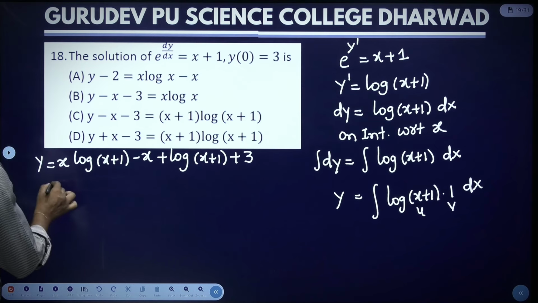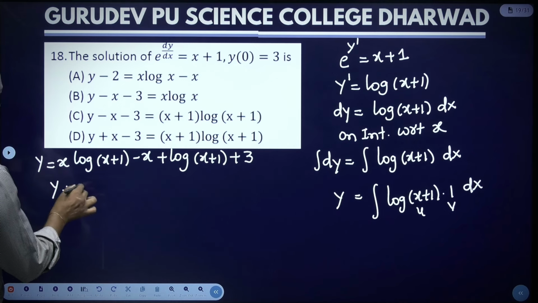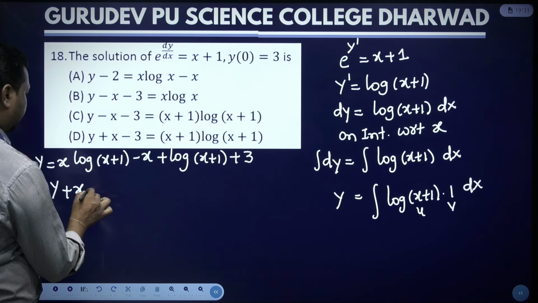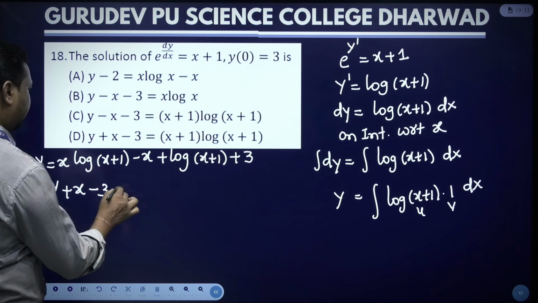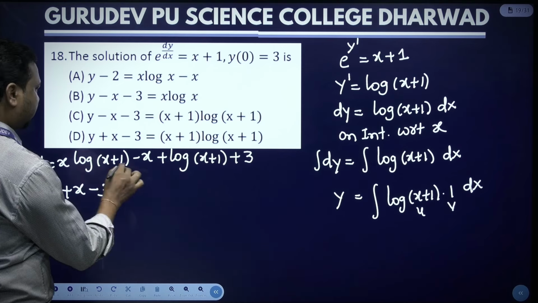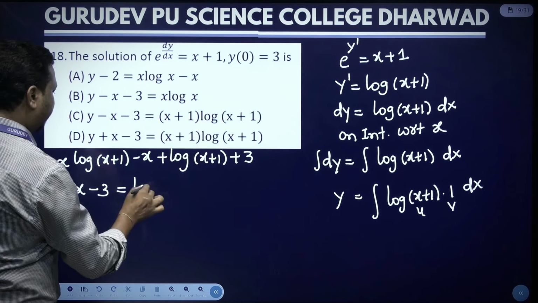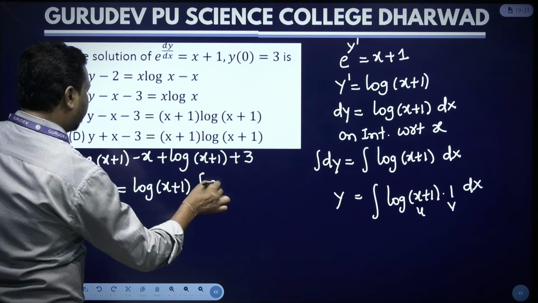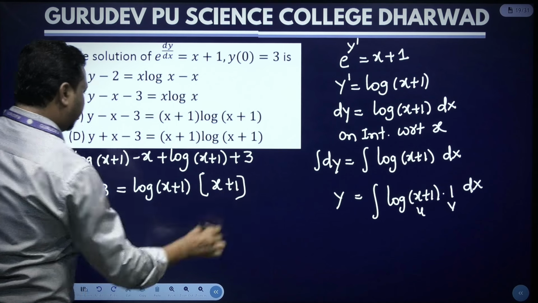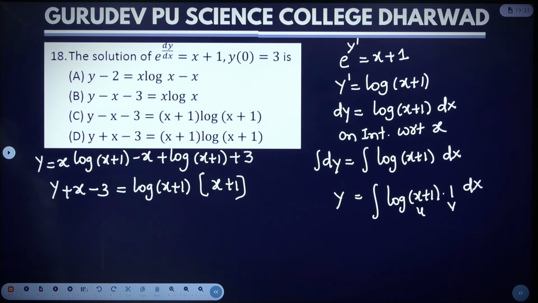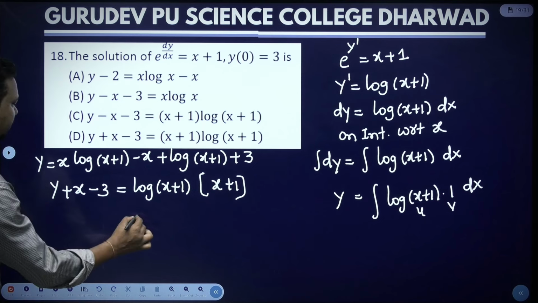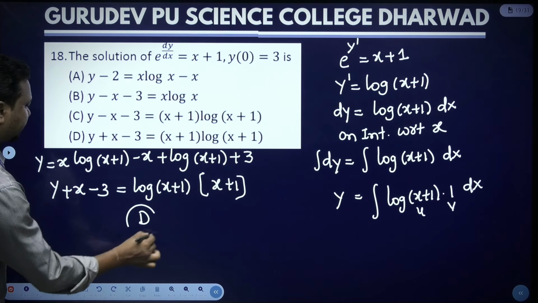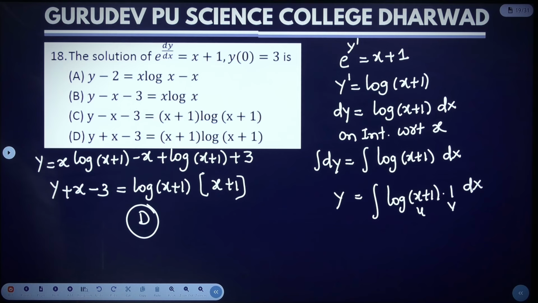Now, I can take minus x to the LHS, it becomes plus x. I can take 3 to the LHS, it becomes minus 3. And on the RHS, x log x plus 1 and log x plus 1 remain. I can take log of x plus 1 common, with x plus 1 in one bracket. Therefore, we get x plus 1 into log x plus 1, and in the LHS, y plus x minus 3, right? So I'll go for option D as the right answer. Option D is the right answer, okay?